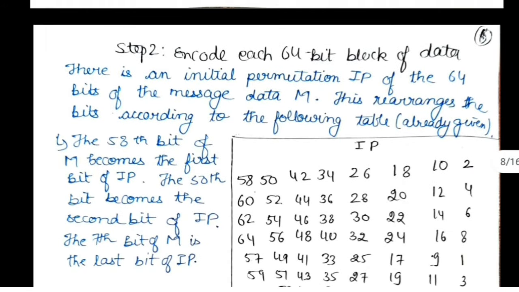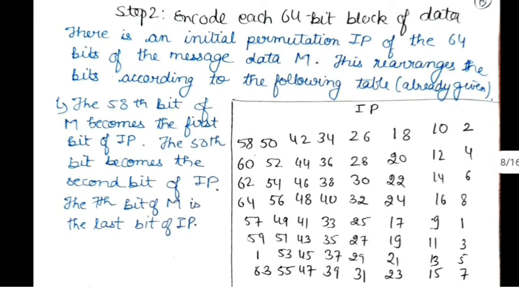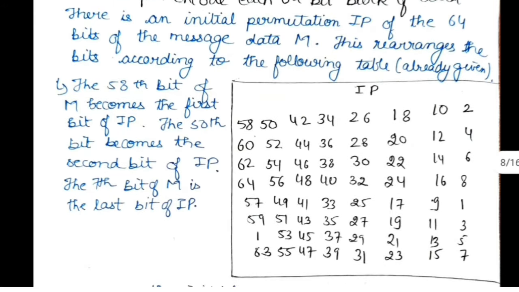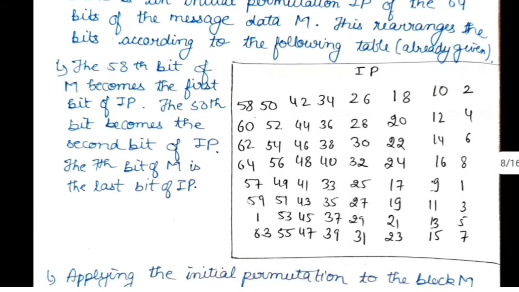So the next step here is to encode each 64-bit block of data. There is an initial permutation IP of the 64 bits of the message data M. This rearranges the bits according to the following table already given. This is the IP table. You will already have this table, and what you are going to do is permute the bits according to this IP table. That is, the 58th bit of M will be the first bit of IP, the 50th bit of M will be the second bit of IP, and the 7th bit of M is the last bit of IP.